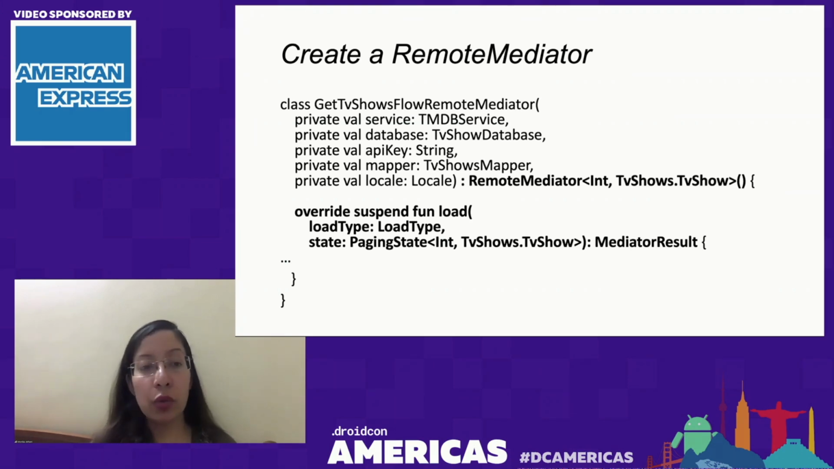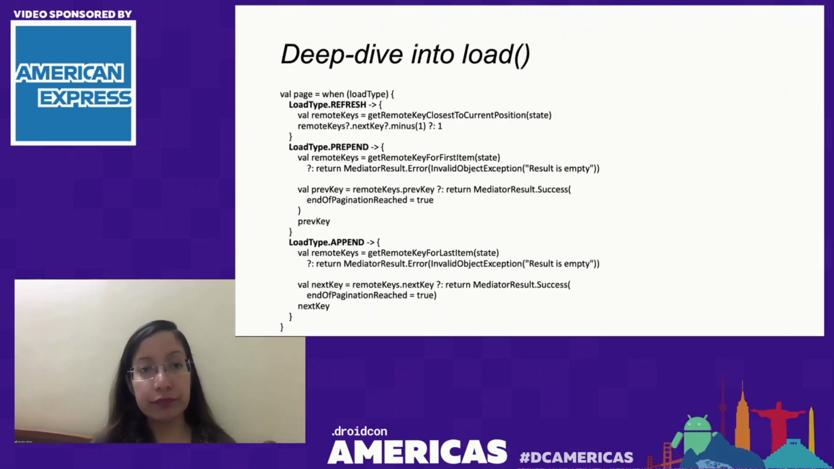In the load method, it takes two parameters: the load type and the state. Load type can be refresh, append or prepend, and state is the data which is currently loaded in the database. A refresh is your initial load, basically. Prepend is when the user scrolls up, and append is when the user scrolls down and you load more items.